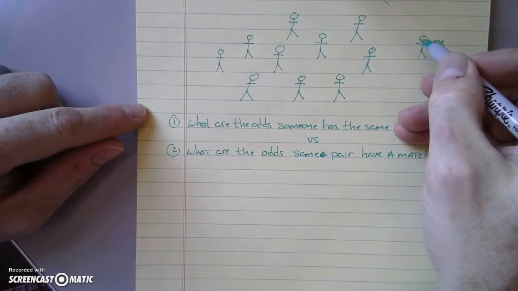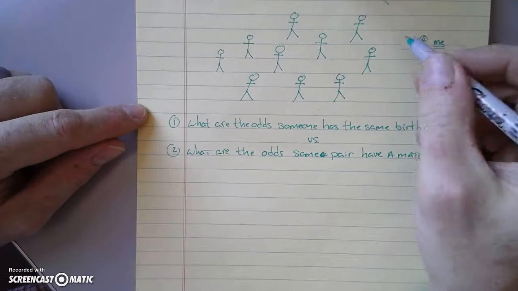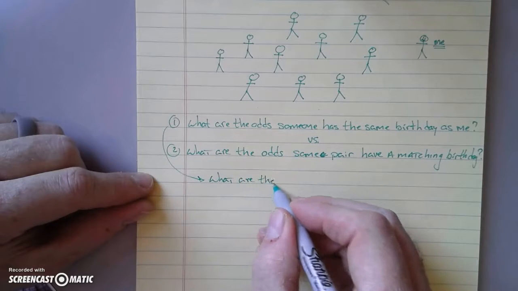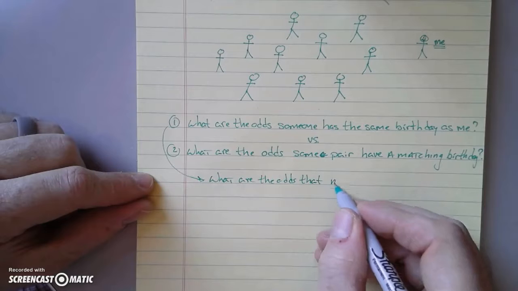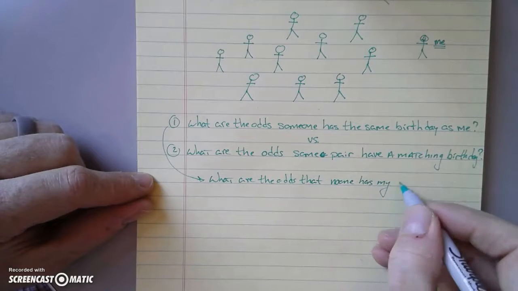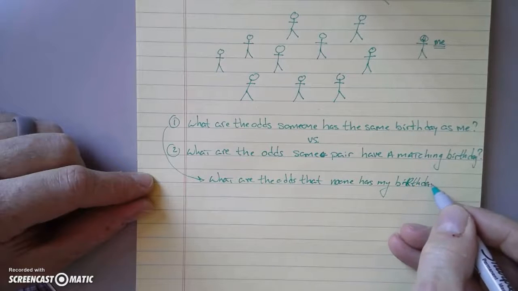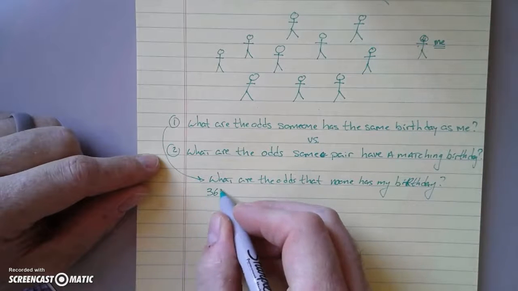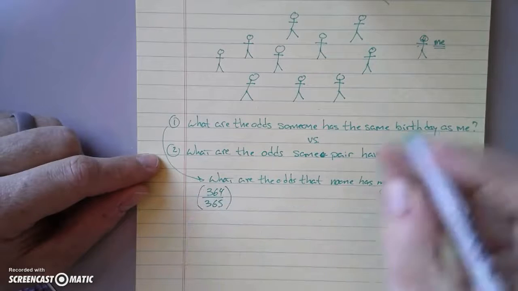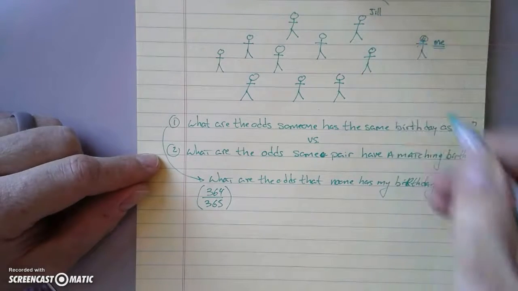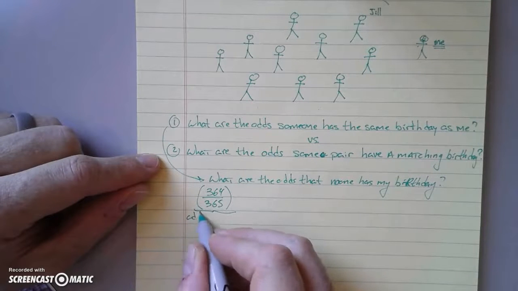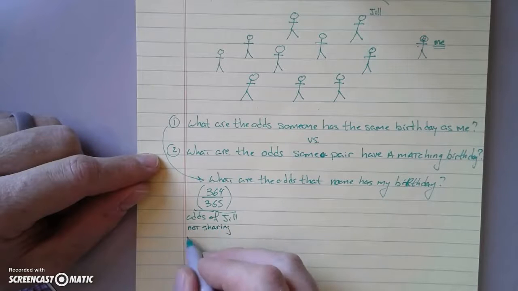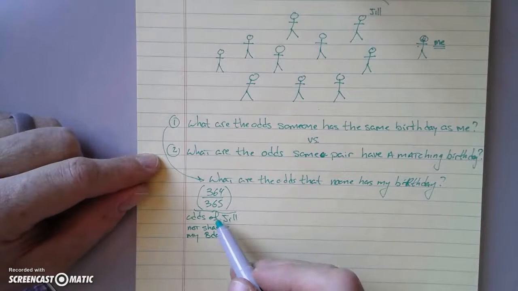So you imagine me asking each of these persons. And what we do is we answer a slightly different question. We say, what are the odds that no one has my birthday? And we know the odds of any one person not having my birthday is 364 over 365. If this is, say, Jill, the odds of Jill not sharing my birthday are 364 over 365.